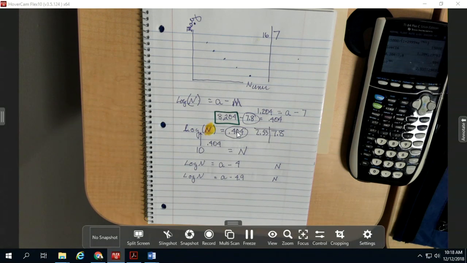So we could try and go over here. Yeah, you could assume that the 10 is down there, but you don't need to put it in because you just assume it's always 10. So log of n equals, what's our a? 8.204 minus 4. What do you get if you take 8.204 minus 4?